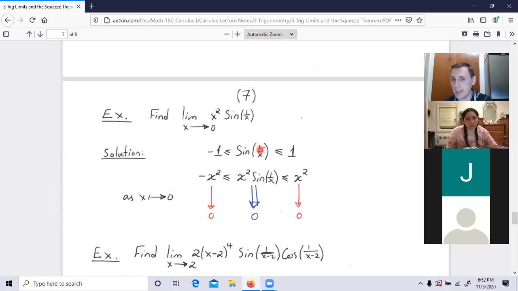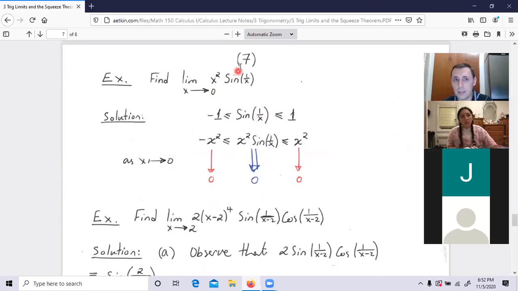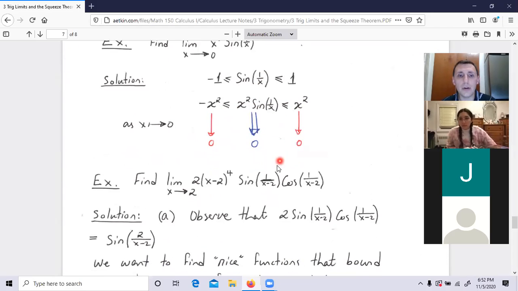Sine of any angle is always between 1 and -1, possibly equal to 1 or -1, anywhere in between. So if I multiply everything by x squared, the original function is flanked on the left by minus x squared and on the right by x squared. Each of those functions collapses to 0, which means the middle, the cockroach function, collapses to 0. You with me?